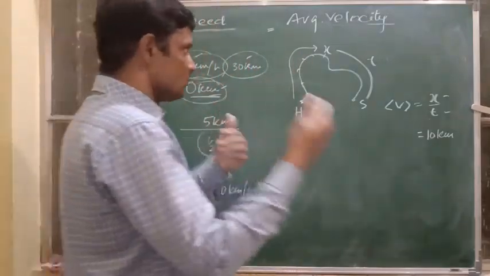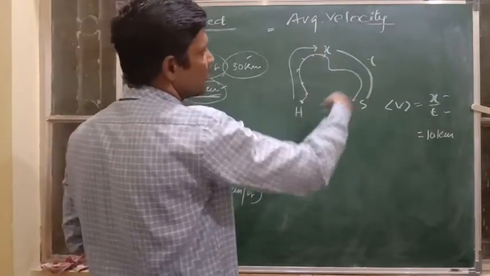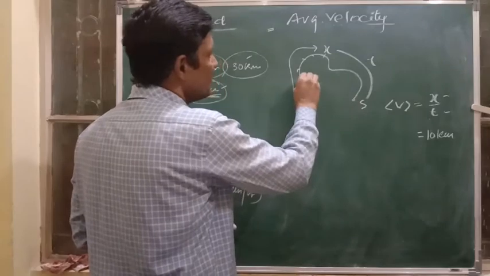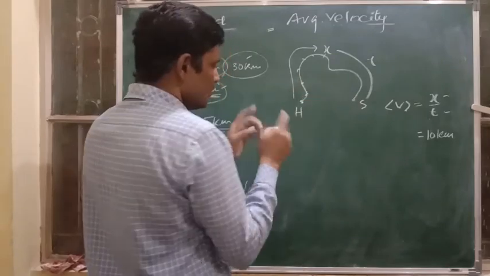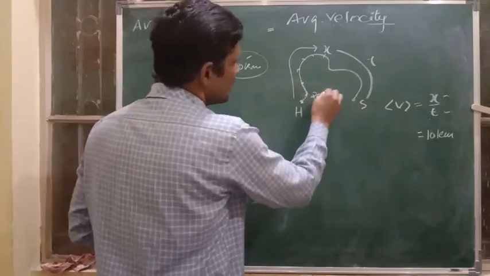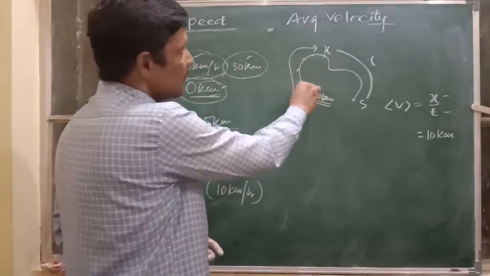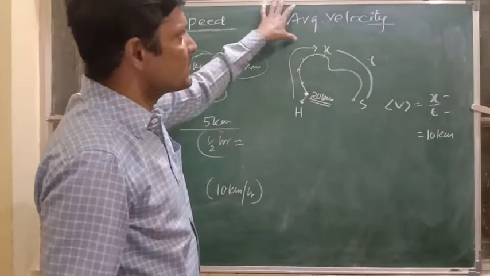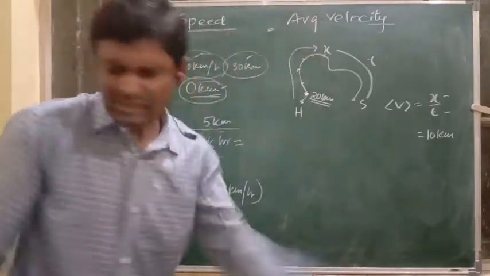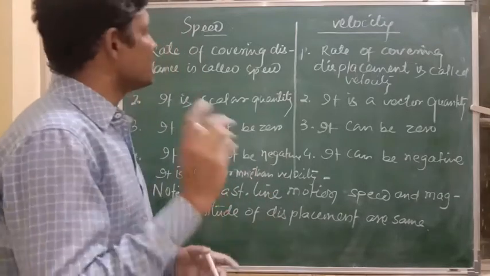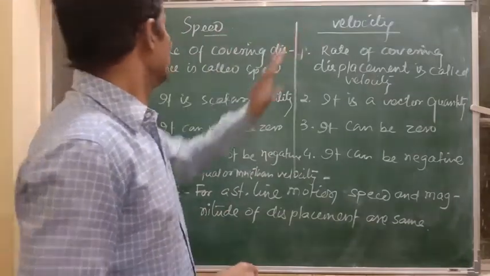But in moving from home to school, you have different points. Suppose that here your speedometer is showing 20 km per hour. So this velocity will be your instantaneous velocity, and average velocity. We will discuss the basic difference between speed and velocity.